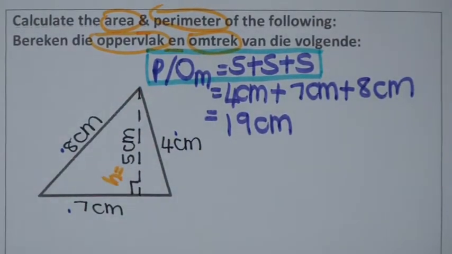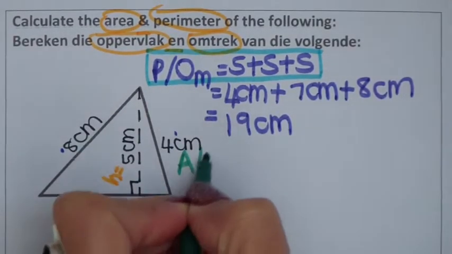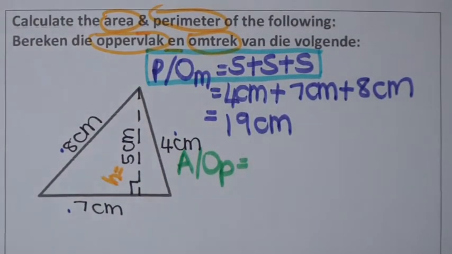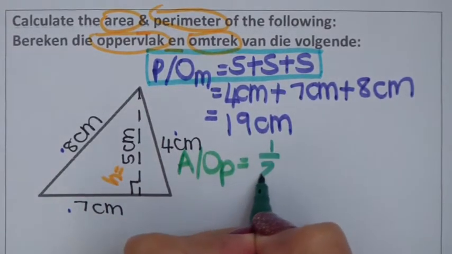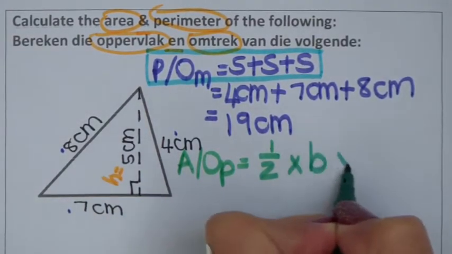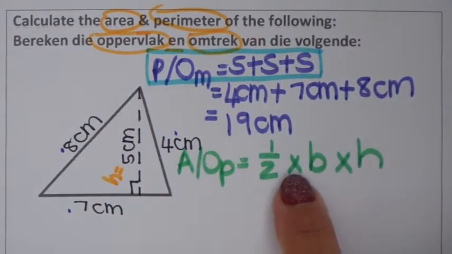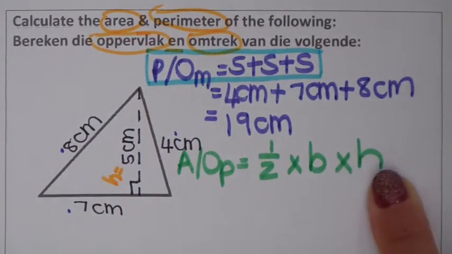Jy kan maar net sê sy plus sy plus sy, wanneer jy die omtrek uitwerk van 'n driehoek. Guys, now, this is quite exciting. We are going to now work out the area. Ons gaan die oppervlak uitwerk. Area equals oppervlak is gelyk aan. And guys, this is where it gets exciting. It's got a very interesting formula. Half times base times height. Helfte maal die basis maal die hoogte.